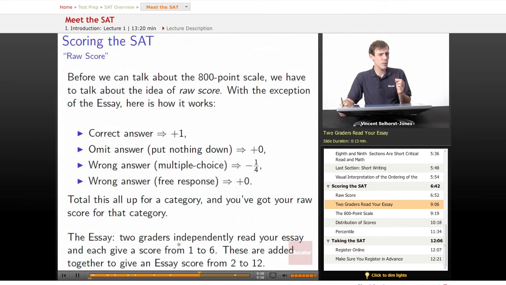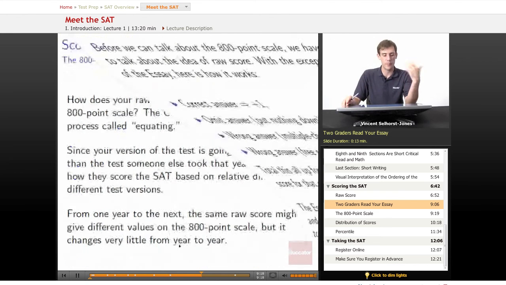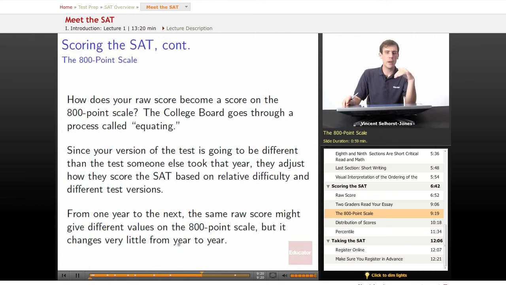The essay is a little bit weird. That one has two graders who will independently read your essay, and each will give it a score from 1 to 6. Then those are added together, and that gives you an essay score from 2 to 12. The 800-point scale.